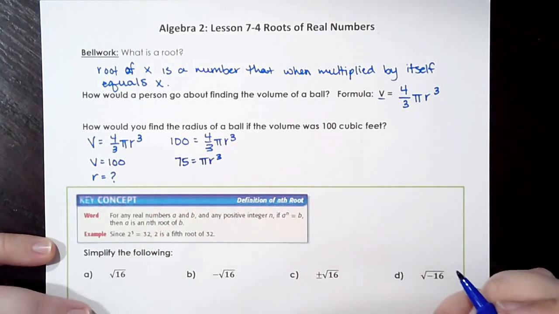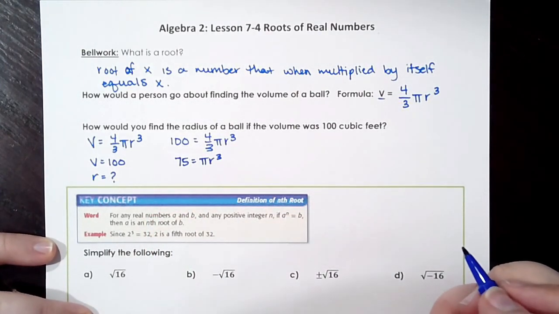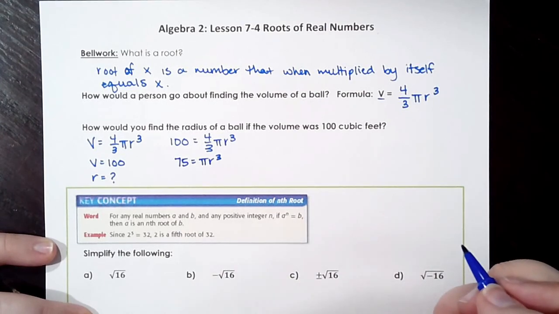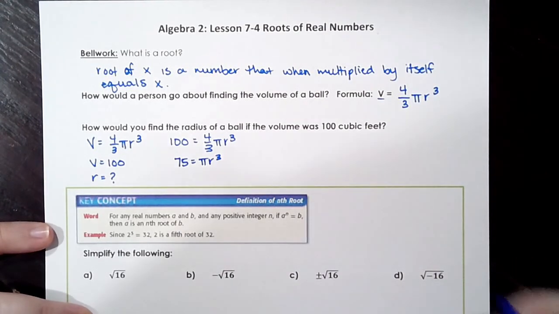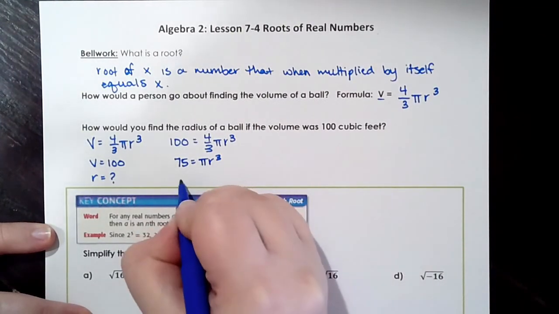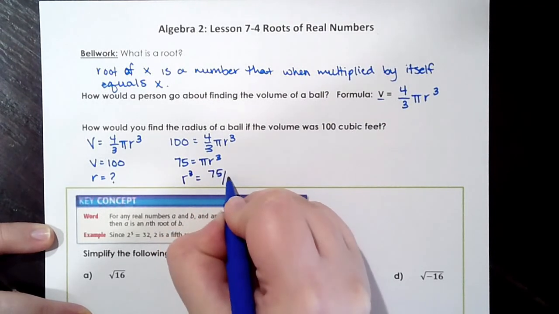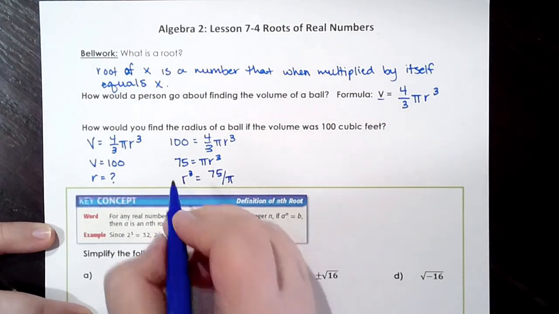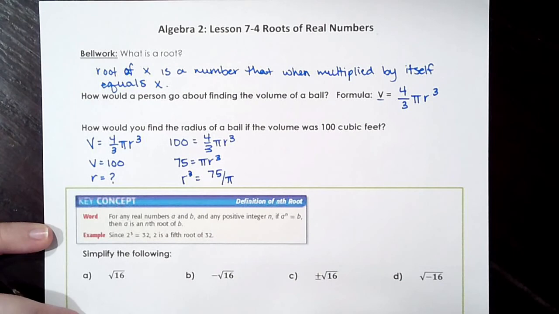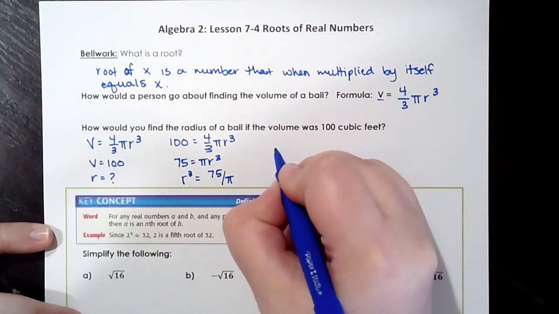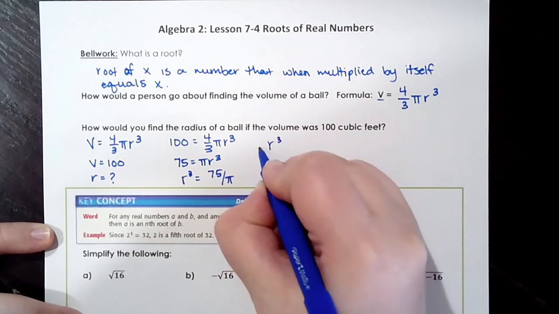Pi is really hard to work with. You can approximate it if you want to. I'm not going to, because ultimately it doesn't ask me to approximate. So I'm going to take the mathematician lazy route out. I'm going to divide both sides by pi, so I get 75 over pi. And then to undo r cubed, I'm going to think of it the same way as a square root. However, instead of taking the square root, I'm going to take the cube root. And so that looks something like this.